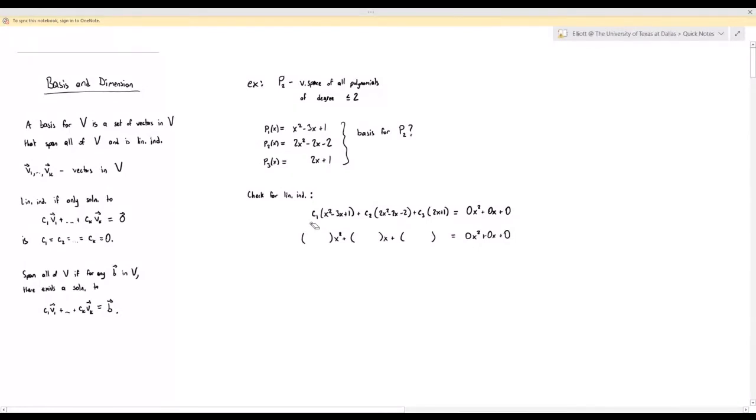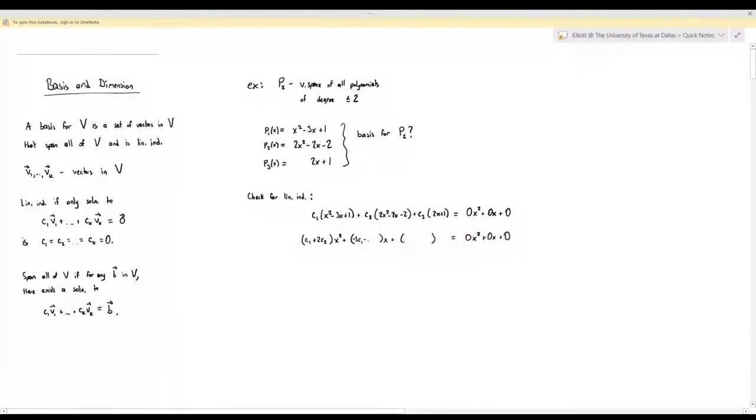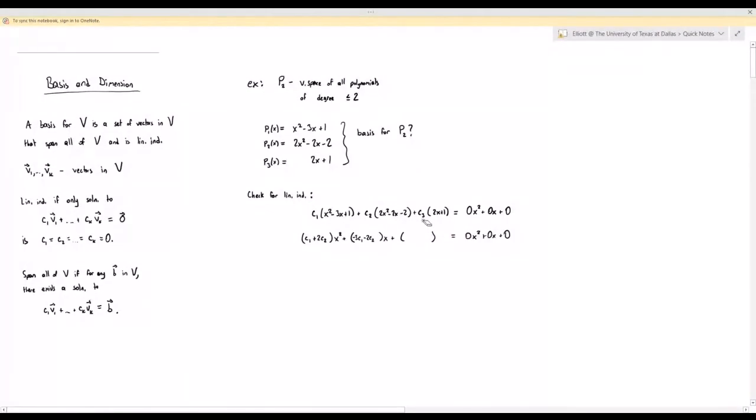Okay, so if we distribute the coefficients, we get a c1 x squared, and we get a 2c2 x squared, and then we have nothing with c3. Okay. If we distribute the c1, we also get a minus 3c1x. We also get a minus 2c2x. And then we'll get a plus 2c3x as well.